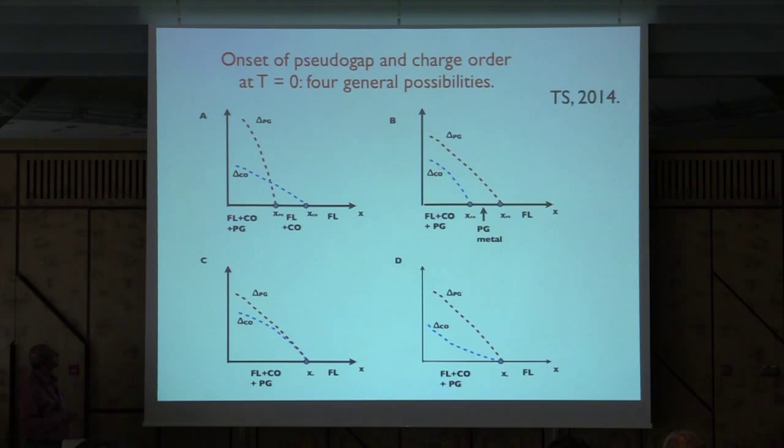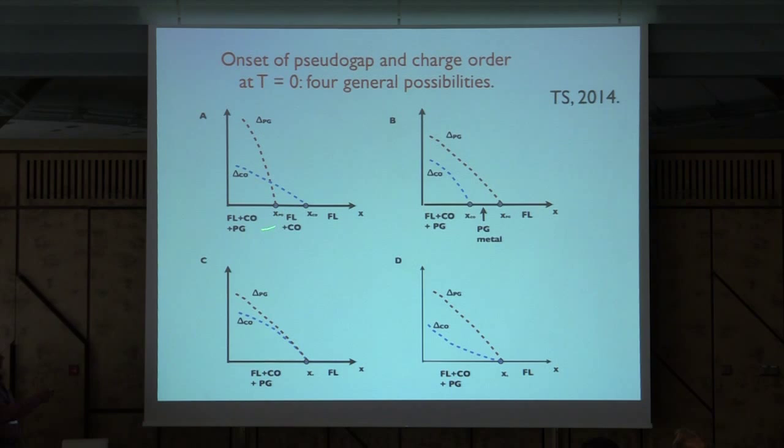So based on some of these experiments, and I was trying to think about how these two things can actually onset in the context of this experiment by Ramshaw and Sebastian, I came up with four general possibilities for how, as you decrease the doping from the overdoped side, you can have an onset of both the pseudogap and the charge order. I plotted this with the vertical axis an energy scale and the horizontal axis the doping. So there are four general possibilities. First is that the pseudogap scale can come down and close at x_PG, while the charge ordering scale closes only at some x_CO, which is at a higher doping level than the pseudogap scale.